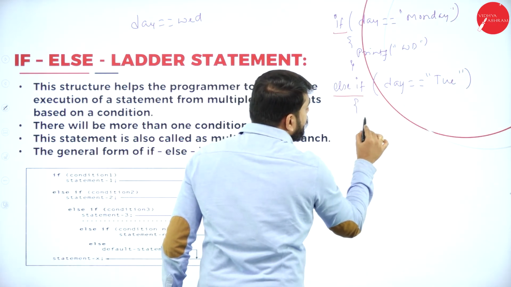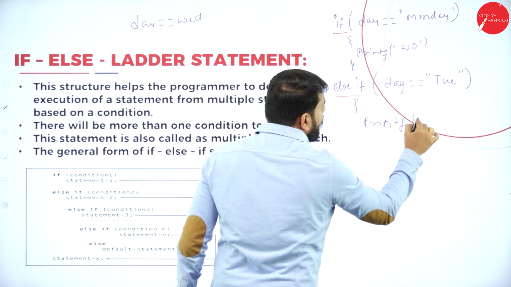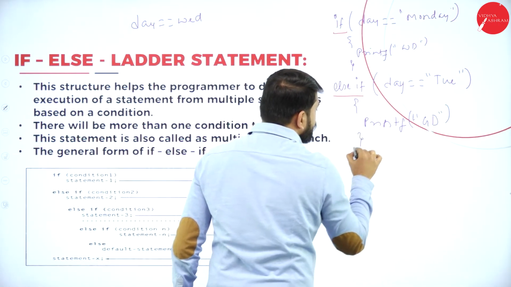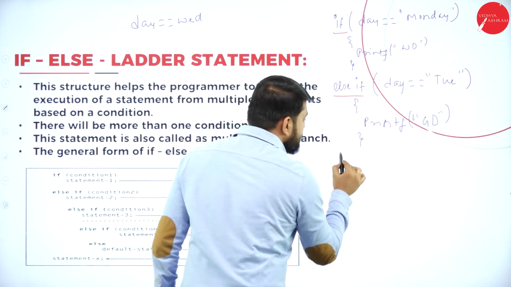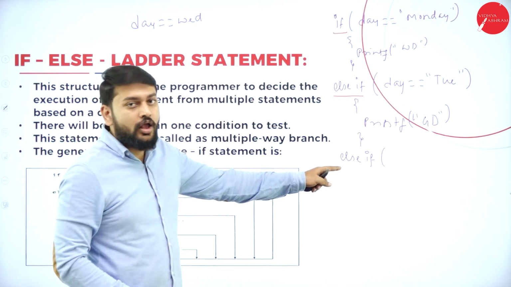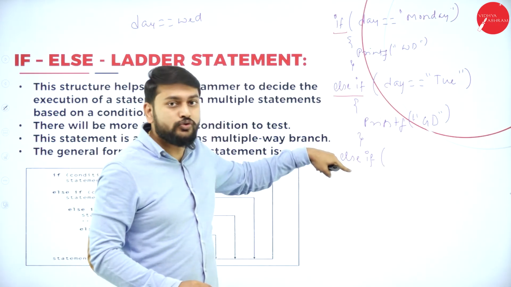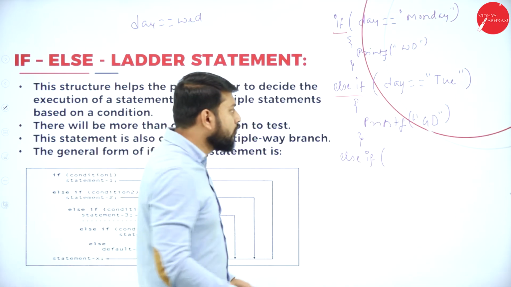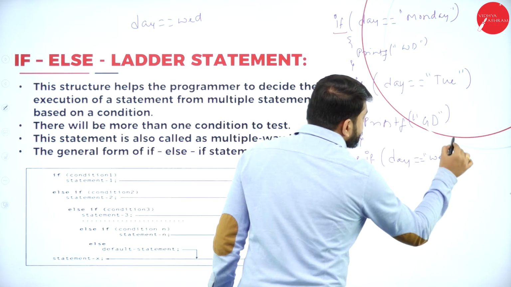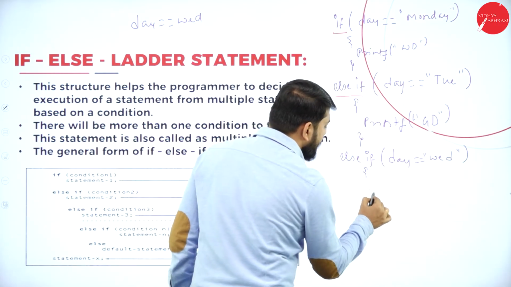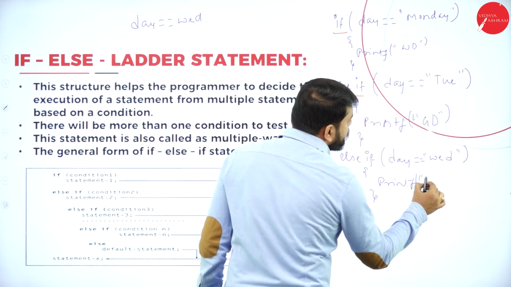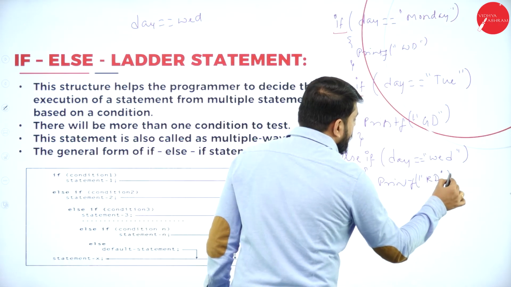Then what will you write? You will write print f, green dress. Let's imagine like that. Next, please understand else if. Observe what I am writing: else if. You keep checking like that. What is the next day? Day is equal to Wednesday. If that is the case, you will write print f, red dress. Let's give it like that.